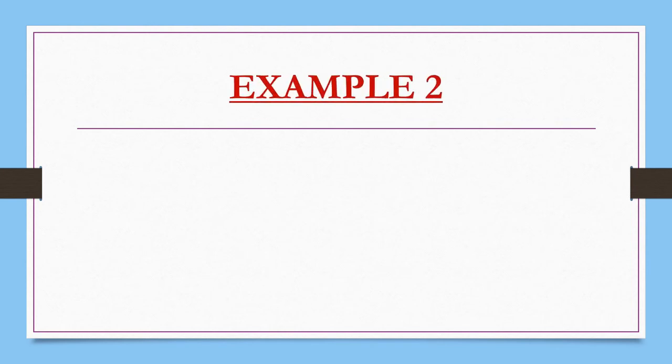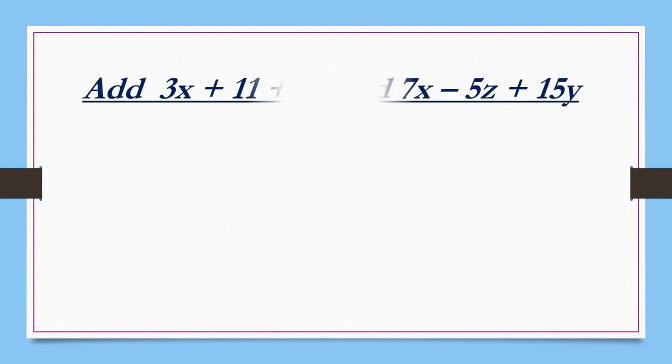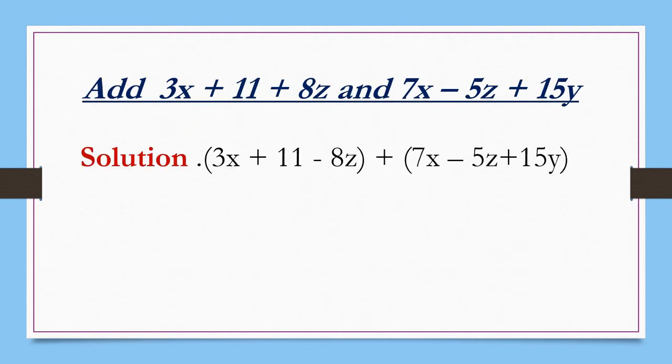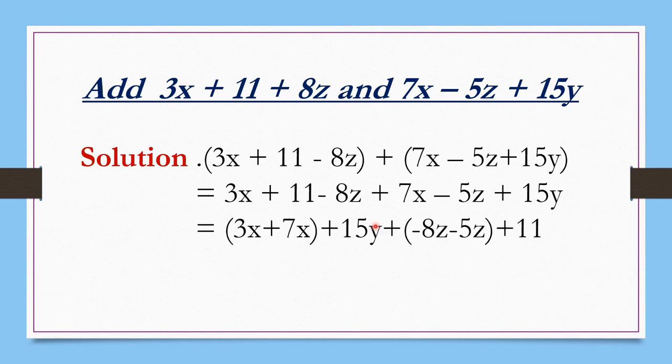This is our second example where we have to add two trinomials. So let's add these two trinomials. These are kept inside the bracket. In the next step, I have removed the brackets and we are getting so many terms. Now we have to see if there are like terms, and rearrange them. For x, there are 3x and 2x, so I have kept them inside a bracket. If we search for y, we can see there is only one y. So here I have kept it.